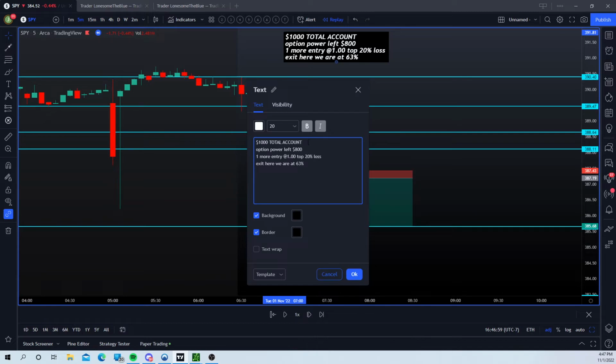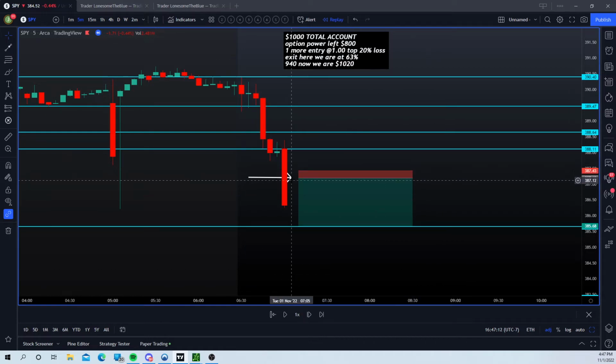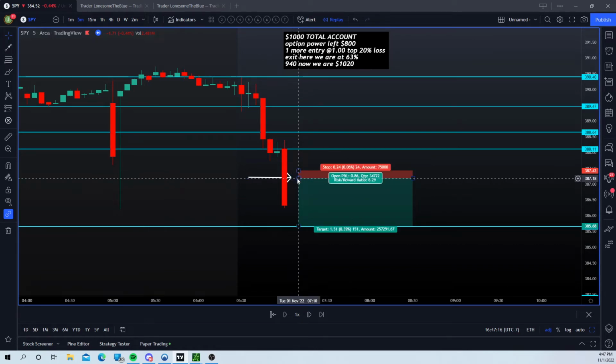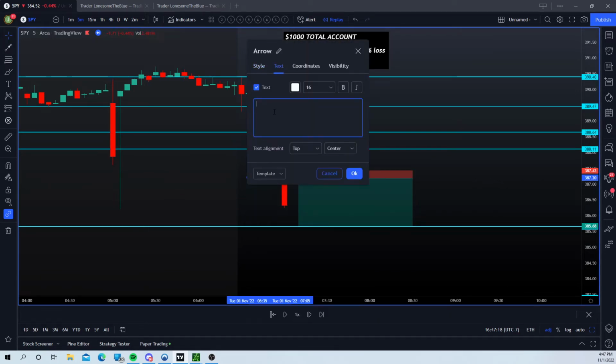So if your account was at, we were at 940. Now we are at 1,020. Just for one contract. You see that? 1,020. And if you want to hold it longer, then guess what? You hold it. This will be our exit, and we will be at break even for the day.